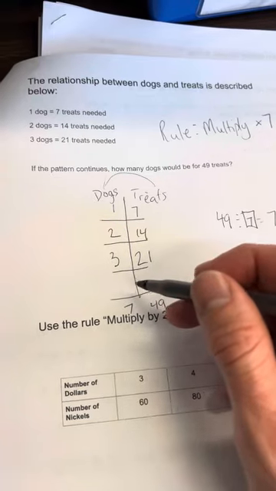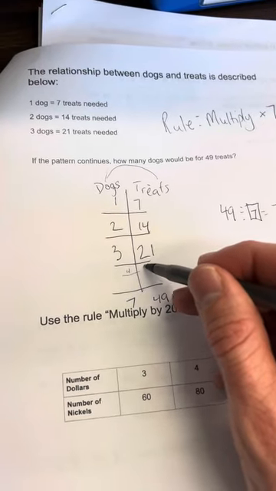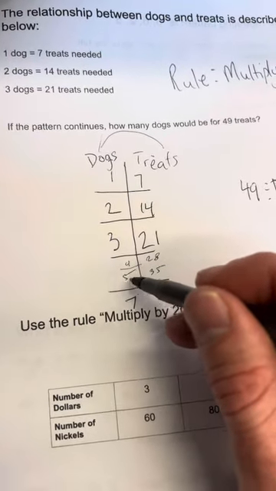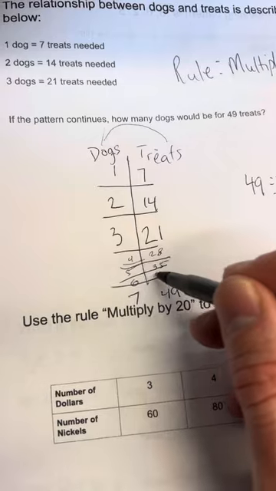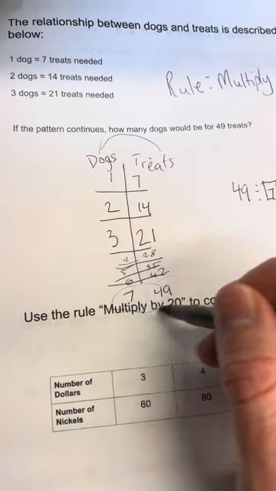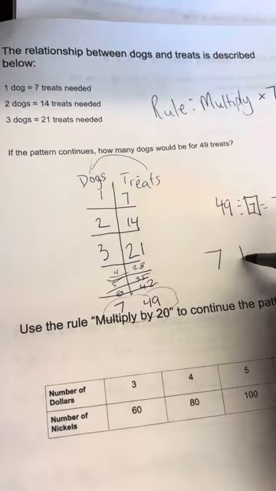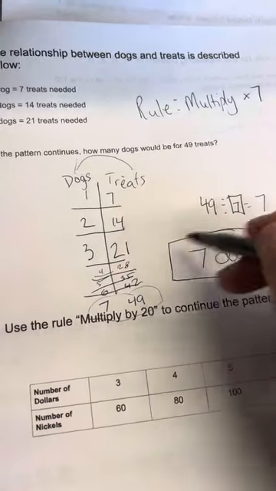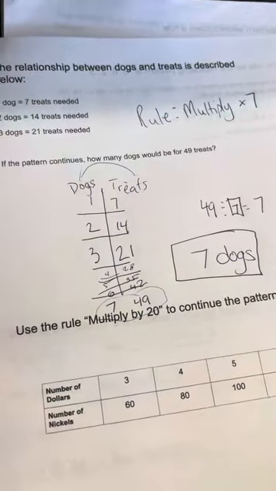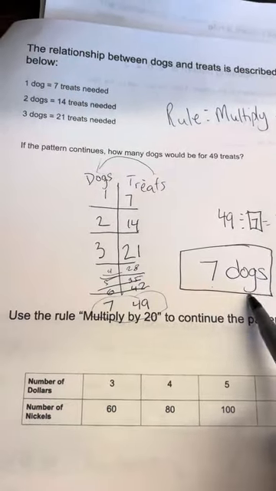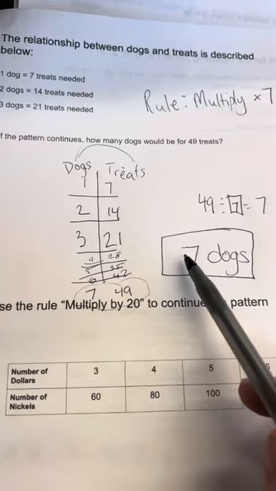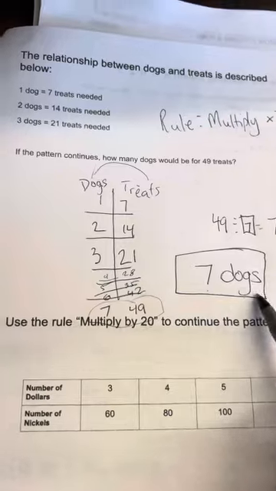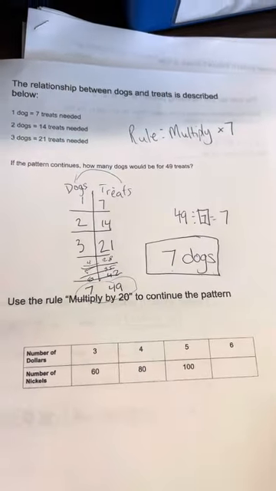And if I filled out the rest of this chart, I would see 4 dogs would get 28, 5 dogs would get 35, 6 dogs would get 42. So 7 dogs. And this is a really important step that we need to be doing for our state test. We need to be writing the number and the unit. It's not 7 unicorns, it's not 7 blankets, it's 7 dogs, and we like to put a box around it.